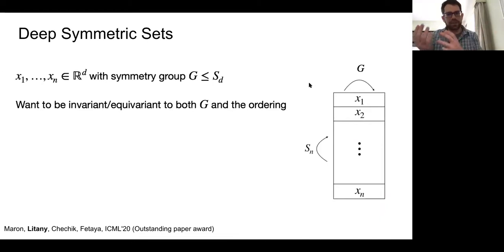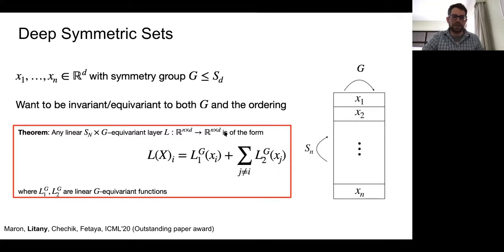If it's an image, then it's translation. If it's a point cloud, then again, this is an order invariance. So we can think of sets of sets. We have an interesting theorem in this paper that basically says what is the most general linear layer that you could construct for this, and that respects both symmetries.